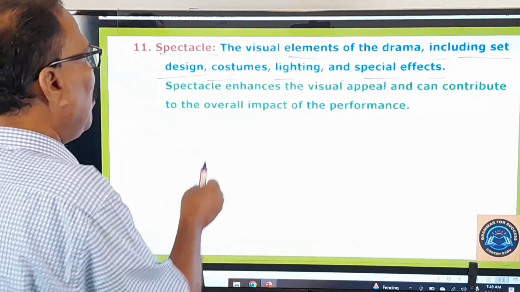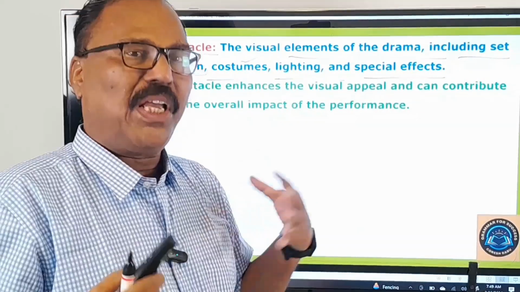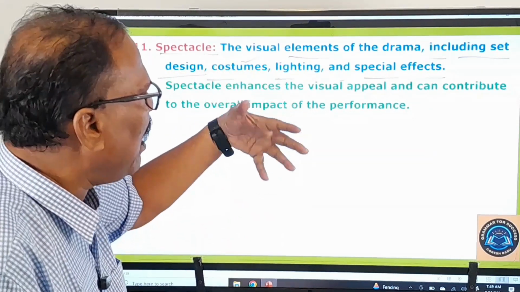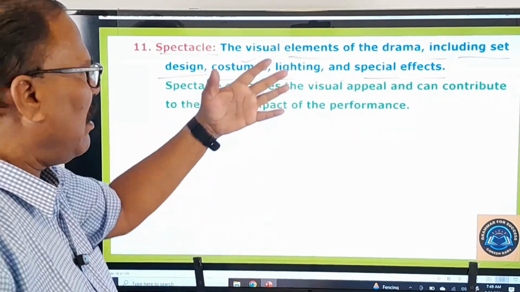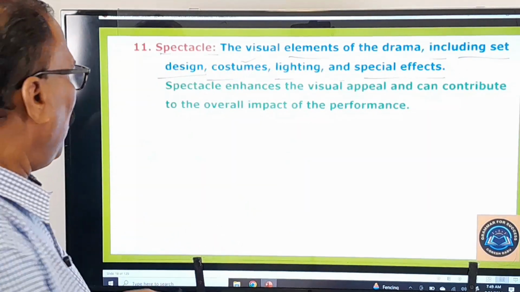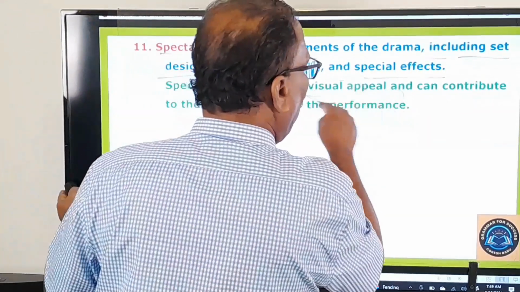So here costumes are very important. Heroine will be wearing different costumes. Lighting is there, special effects are there. All these things come under spectacle. Spectacle enhances visual appeal.